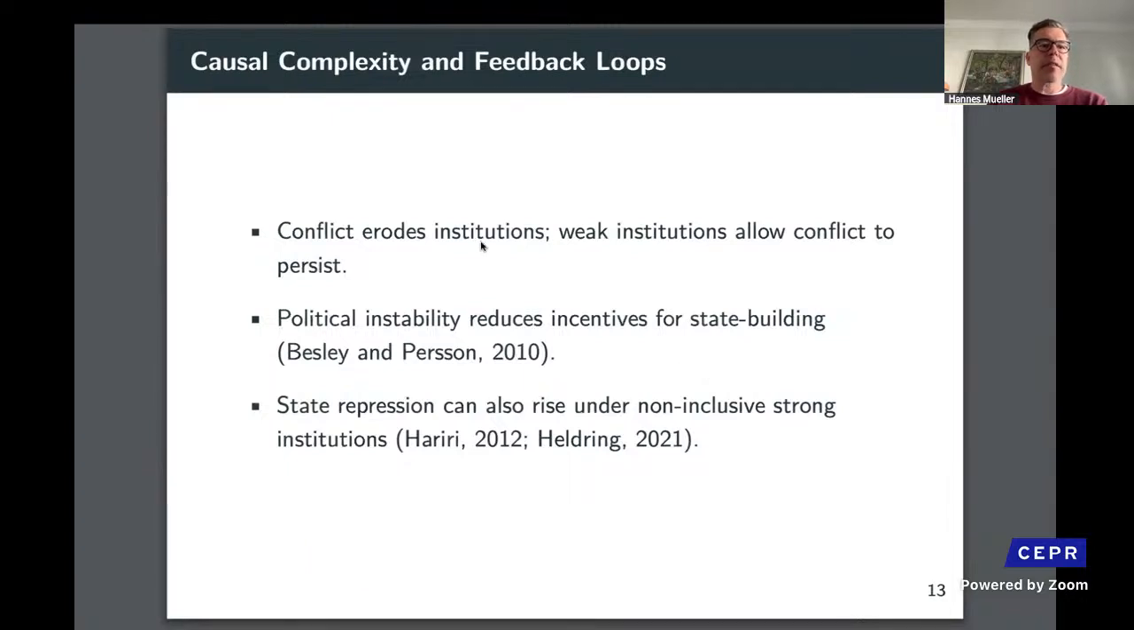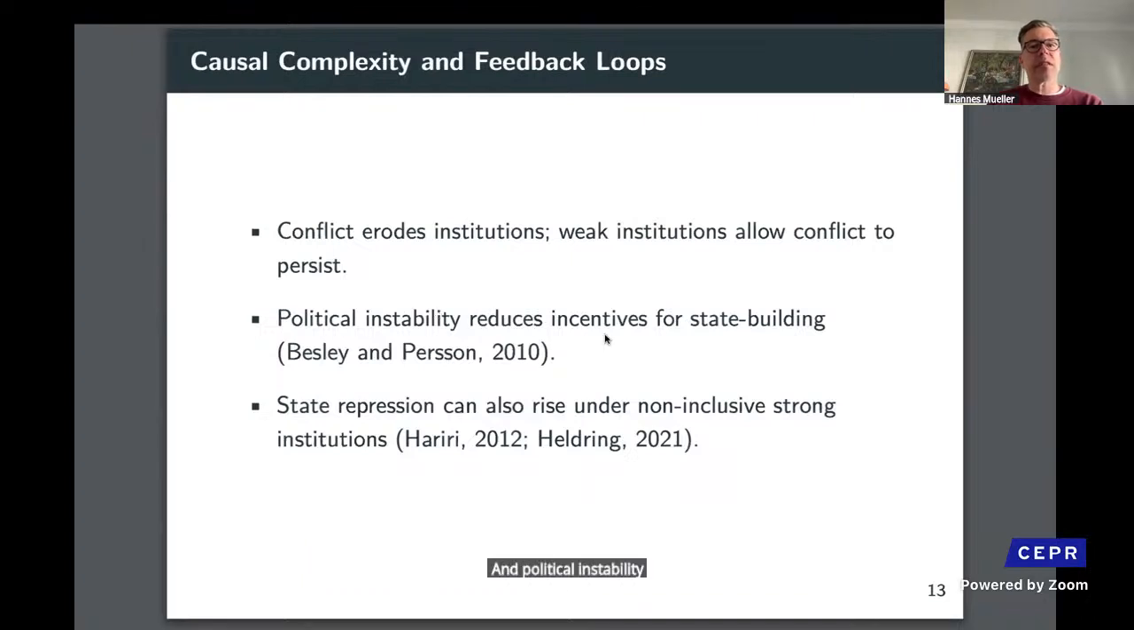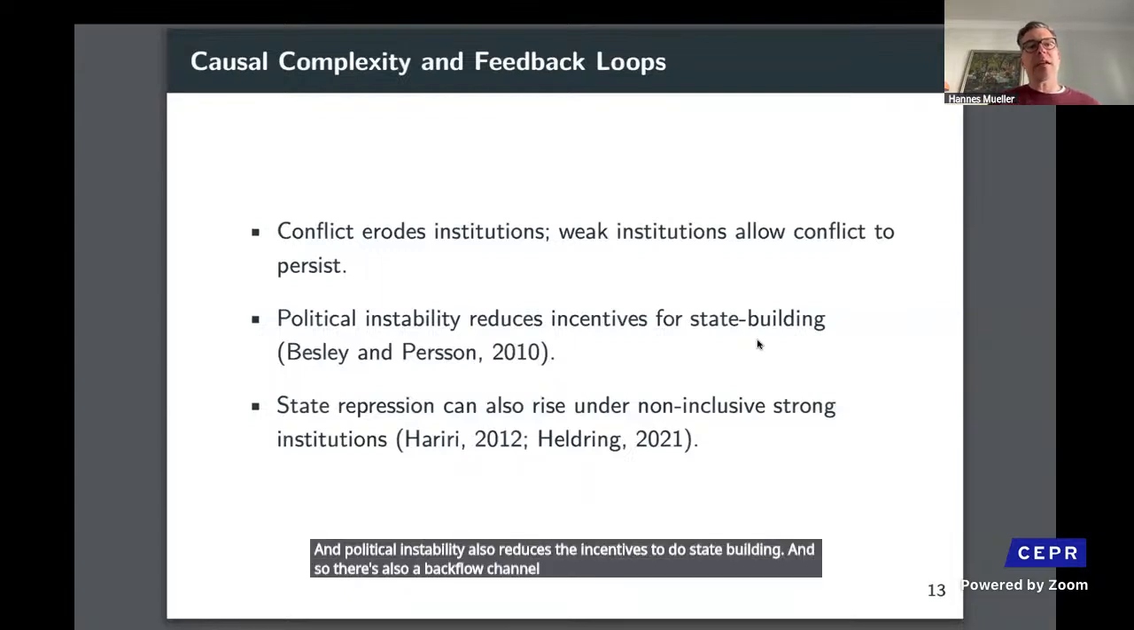So the problem is that I've talked about causality in one direction, but of course the world is much more complex, right? Conflict, for example, erodes institutions. We know things like coups exist, right? And so weak institutions allow conflict to persist, and political instability also reduces the incentives to do state building. So there's also a backflow channel, right? And I've talked about repression being something that can also arise under strong institutions. And so it's not always a linear pattern we see in the data or in the case studies, right?